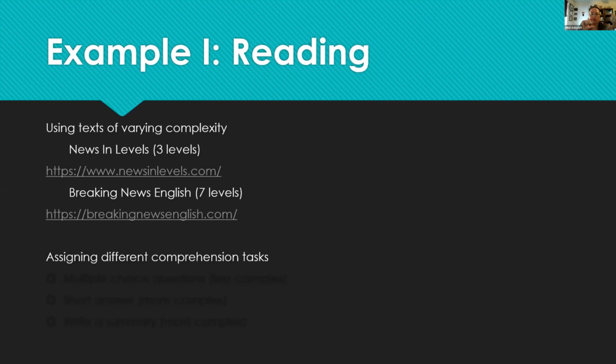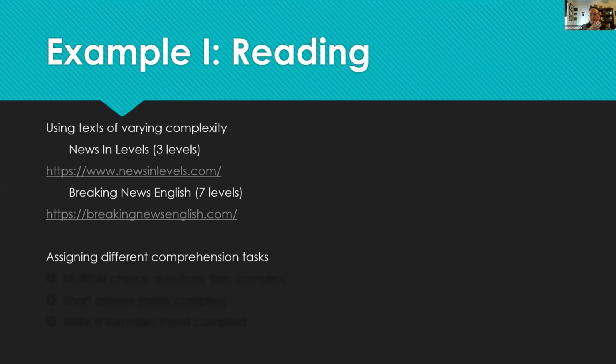So with this example for reading, there are a number of websites that are online where a news article from current events is actually broken down into different levels. And I'm going to put these in the chat here for you as well. I'll have to do it at the end when I finish talking. But one of them is News and Levels. And that website takes the same article and divides it into 3 different levels.